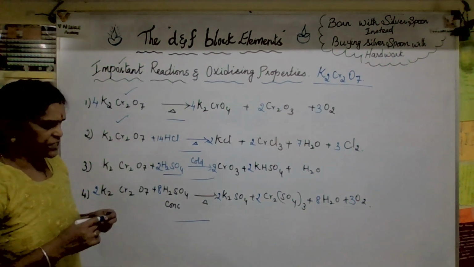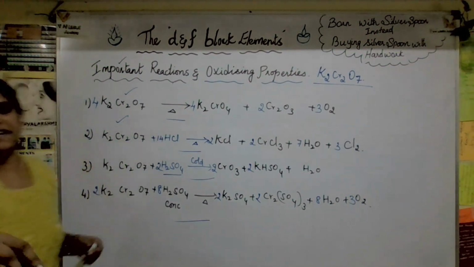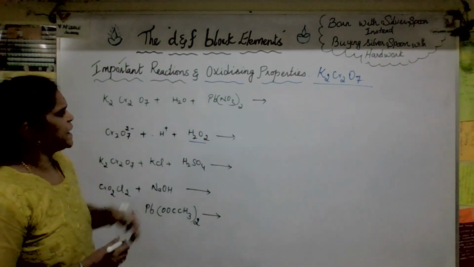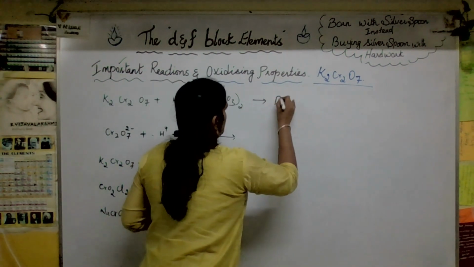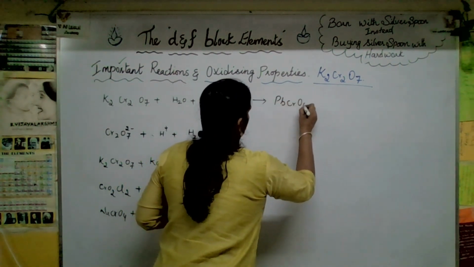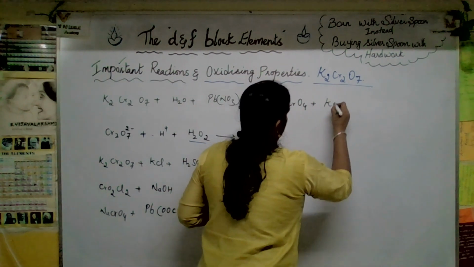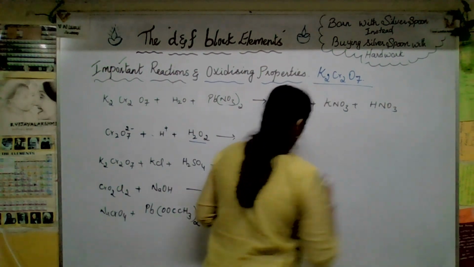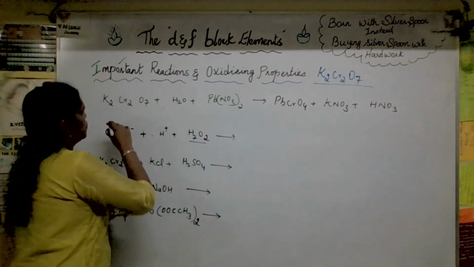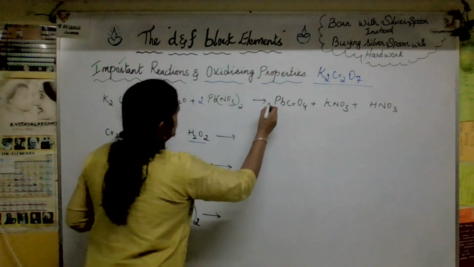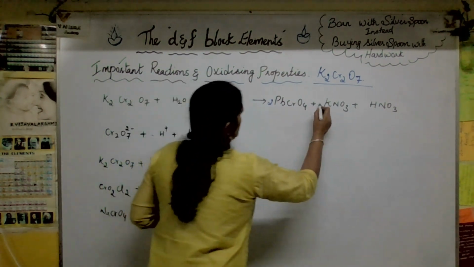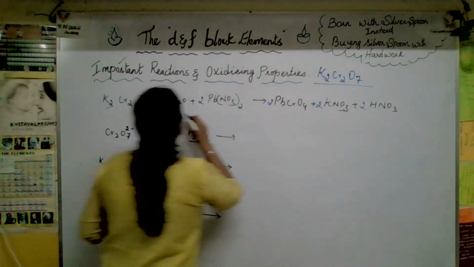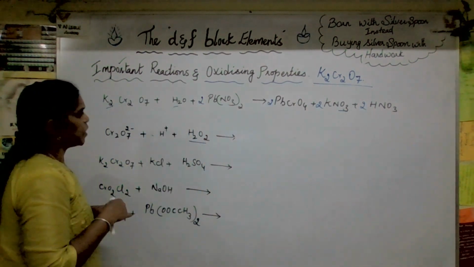Important reactions. Okay, some more important reactions, let us watch. Here K2Cr2O7 plus H2O plus Pb(NO3)2. So you will get PbCrO4 plus KNO3 plus HNO3. Right? Okay, now you will get the answer here, actually here 2, and here also 2, and here also 2, and here also 2. Right? Hope you got the answer.